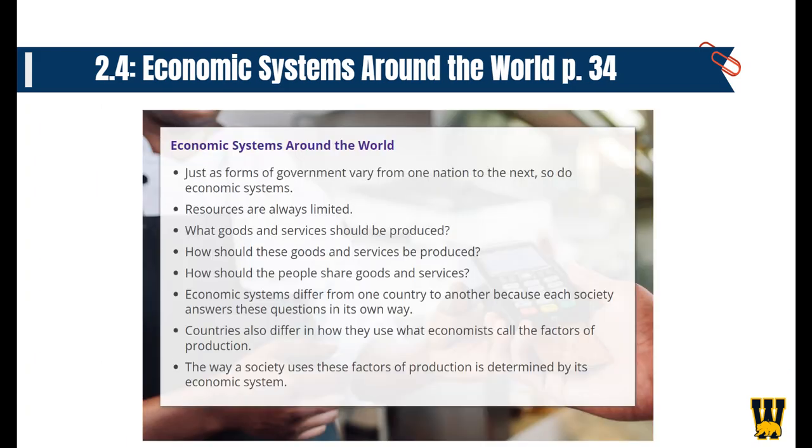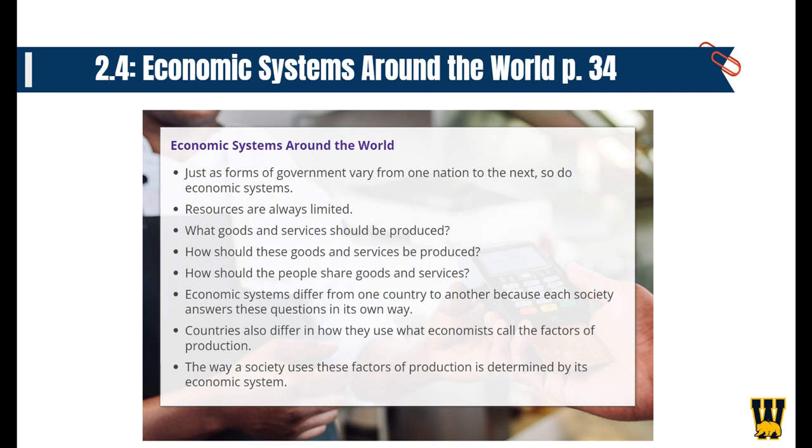So economic systems around the world. Just as forms of government vary from one nation to the next, so do economic systems. Resources are always limited. There are three fundamental economic questions that all economies answer, and the way they answer these three questions will determine what economy they have. So the three fundamental economic questions are: what goods and services should be produced? How should these goods and services be produced? How should people share goods and services?